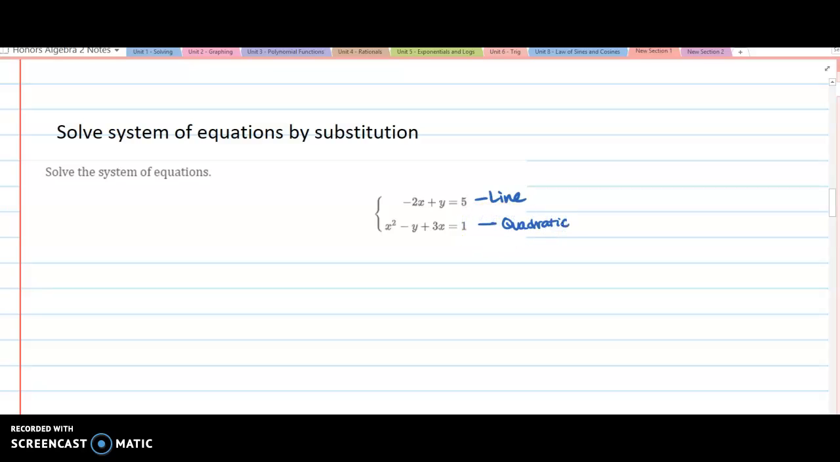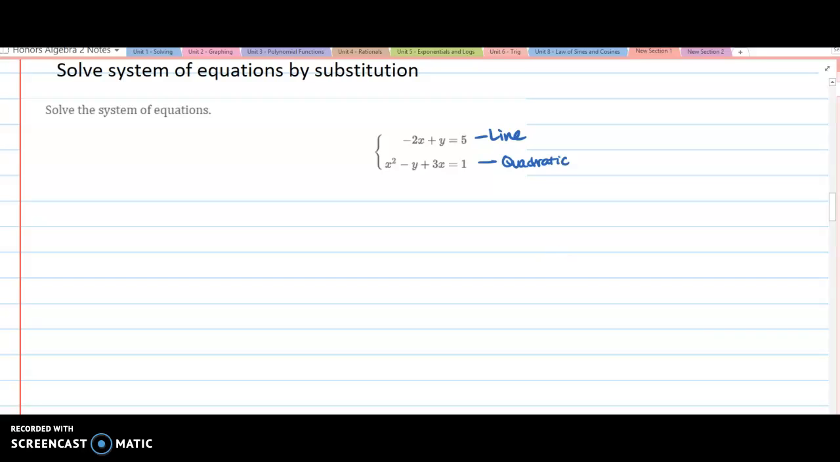So just thinking about what these functions are helps you in the process when you're solving it, in terms of expecting how many solutions. So we know we're going to get either one solution, two, or no solutions, depending on how this looks. And we'll look at the visual in a minute. Let's actually solve this algebraically.